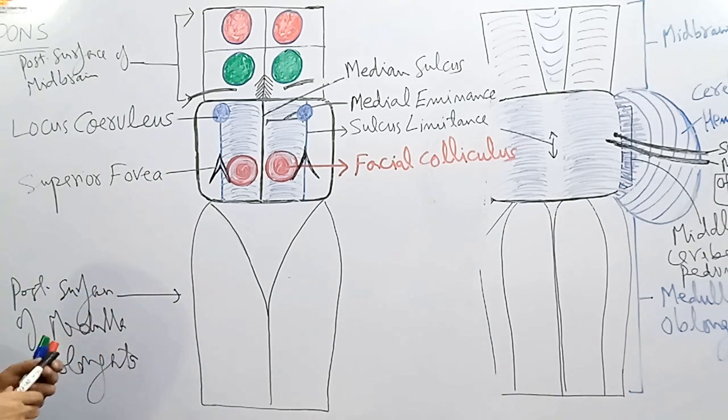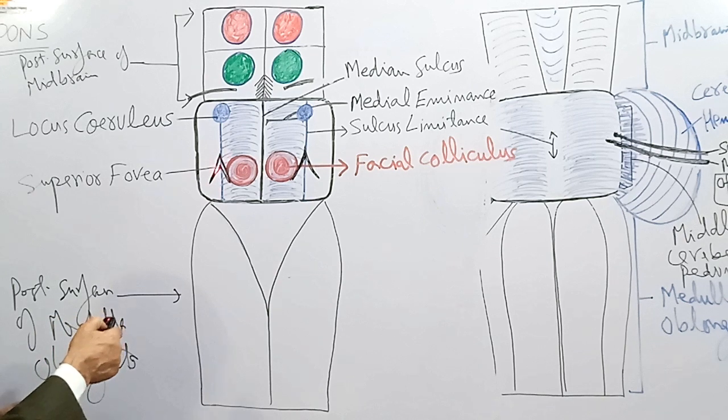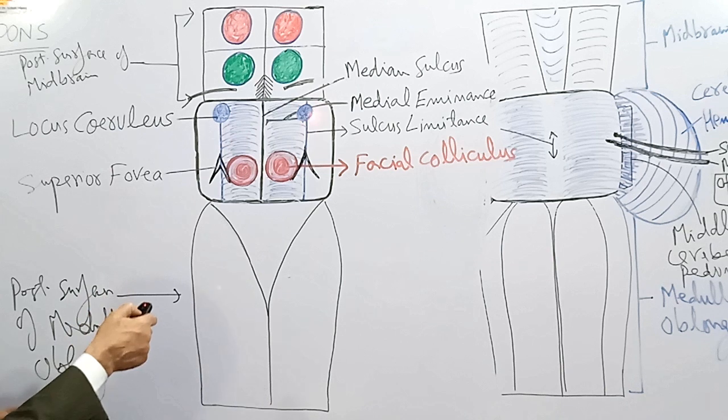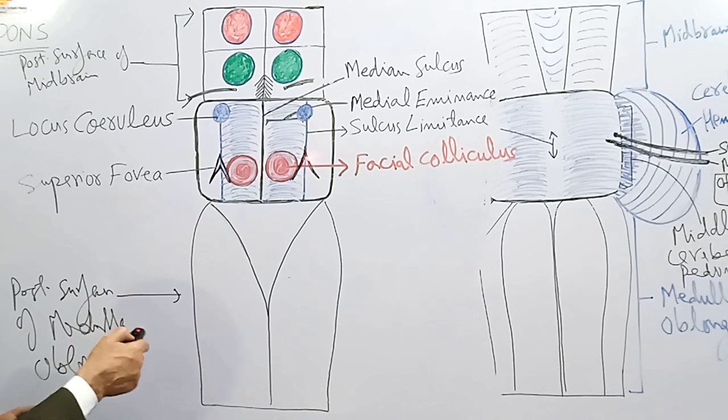This is superior fovea because when we discuss the posterior surface of the upper part of the medulla oblongata, there will be the inferior fovea. So superior fovea is on the posterior surface of the pons, inferior fovea on the posterior surface of the open part, upper part of the medulla oblongata. So on each side, inverted V-shaped depression at the level of sulcus limitans, known as the superior fovea, right and left.